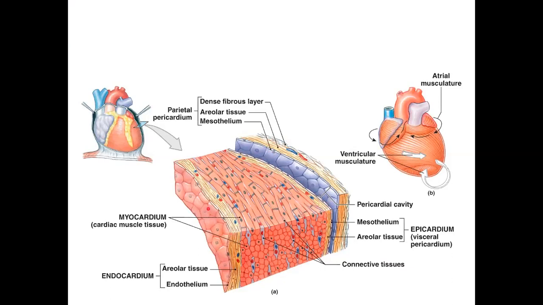The purpose of the endothelial lining on the inside of the heart is to make sure that this is smooth so that blood cells don't stick to it, right? The myocardium, notice it's the biggest chunk, that is cardiac muscle. You have to have cardiac muscle to get that heart to contract.